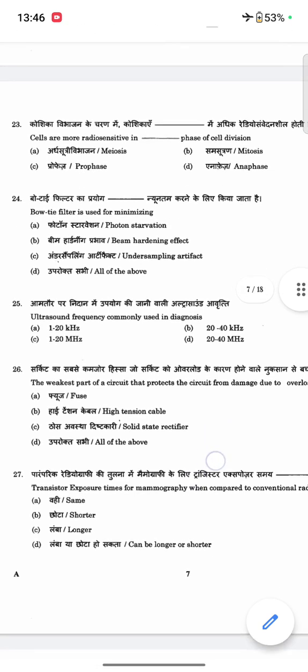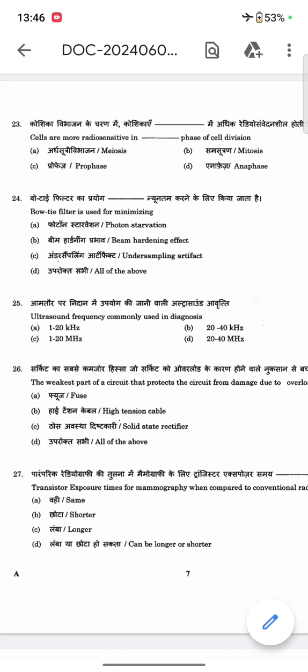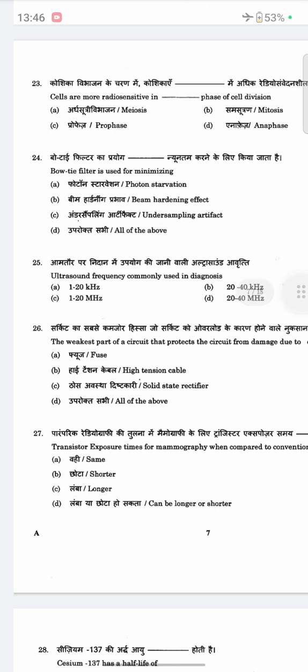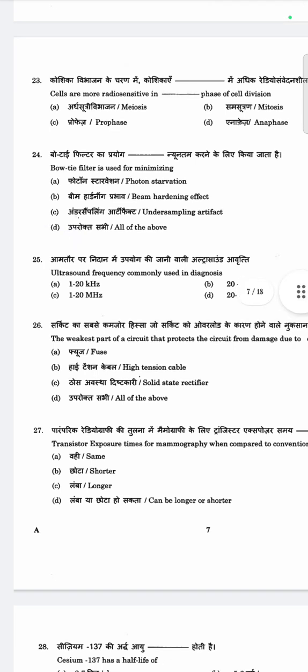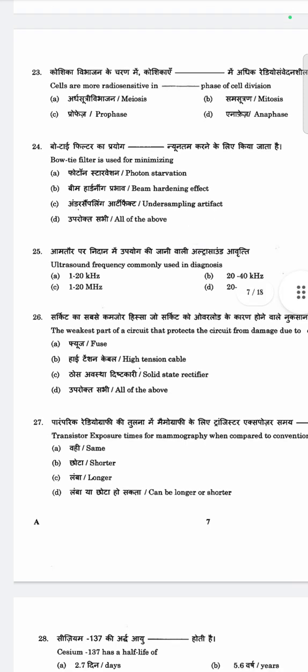Question number 24: Bowtie filter is used to minimize which of the following? First option, photon starvation; then beam hardening effect, under sampling artifact. So the correct answer is D.